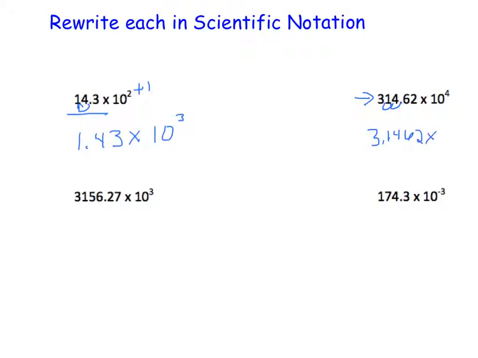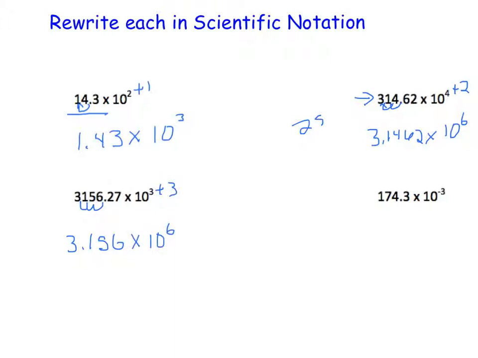3.1462 times 10 to the... we made this 2 smaller, so we have to make the exponent 2 larger. And again, if this doesn't make sense to you, please take the time to actually write it out in standard form and double check yourself. For this problem, we have to make the decimal 3 smaller, so we have to make the exponent 3 larger.